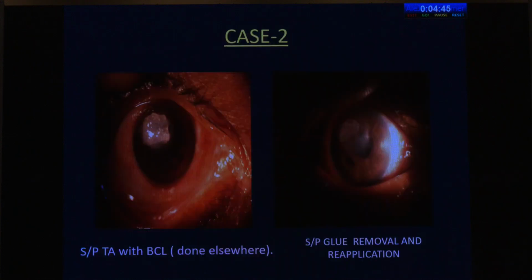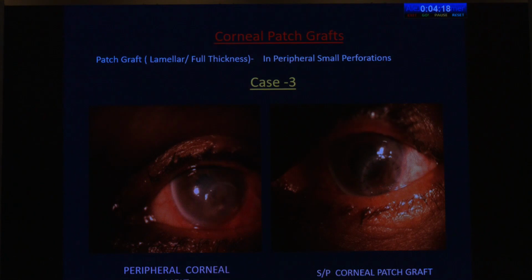This case I have kept to emphasize the importance of correct technique of application of glue. This patient came to us with a history that TA-BCL was done elsewhere a few days ago. The BCL kept falling off and he was complaining of extreme foreign body sensation. So we can see, due to excessive glue application, a mound of glue has formed. So we had to take the patient back into the OT. We removed the glue and reapplied a very thin layer of glue, after which the patient was very comfortable.